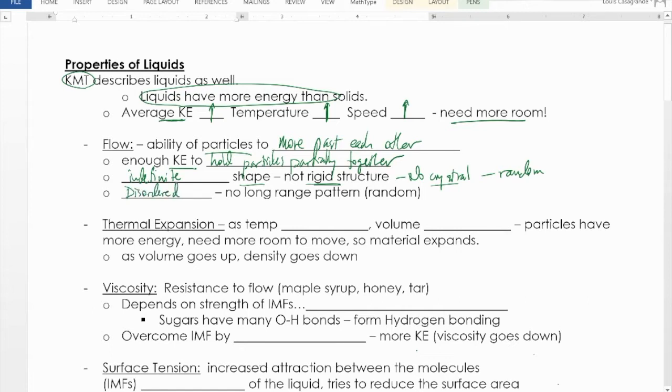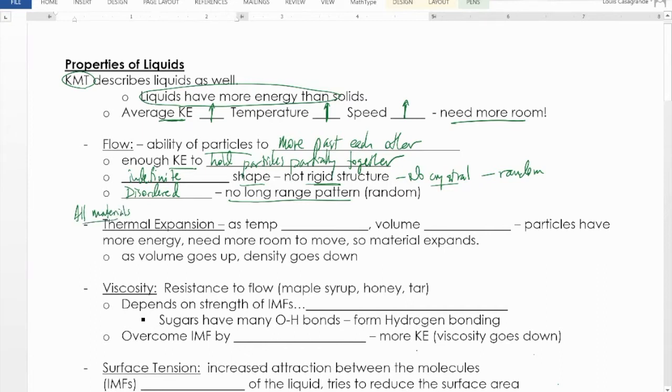And this is going to be the first time we're starting to look at the concept of order and disorder. And as the temperature gets higher, things do become more disordered. And that disorder in a liquid becomes evident as having no long-range pattern, unlike solids where we have this repeating pattern of particles.